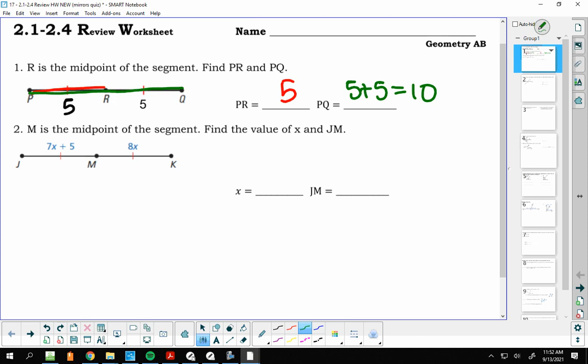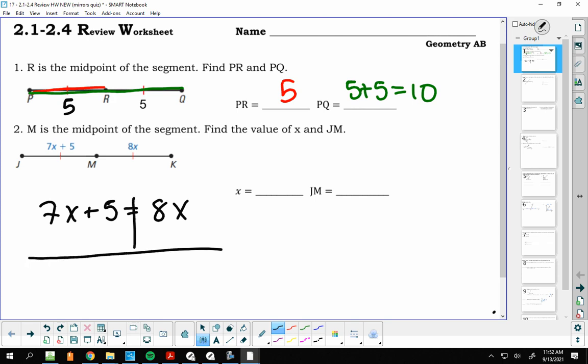Same concept for number 2. We just have some variables. So M is the midpoint of the segment, and you can see that both halves are marked congruent with the tick marks. Congruent, what does that mean algebraically? How would we write that out? What does congruent mean? They equal each other. Yeah, they're the same length. So we're going to set this half, 7x plus 5, equal to this half, 8x. Yep, congruent means equal. And now we can solve this equation.